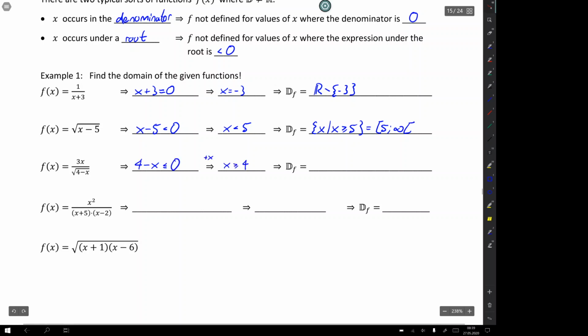In this example, the x is under the root and in the denominator. That it's in the numerator is not important. We have a problem if 4 minus x is smaller than or equal to 0. So by adding x, we have a problem if x is larger than or equal to 4. This means the domain is all values of x where x is smaller than 4. We can write that in this way, or again using interval notation, the interval from minus infinity to 4 excluded.